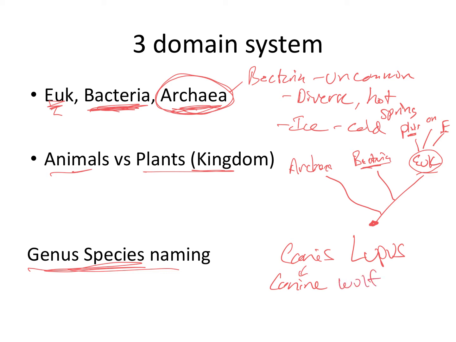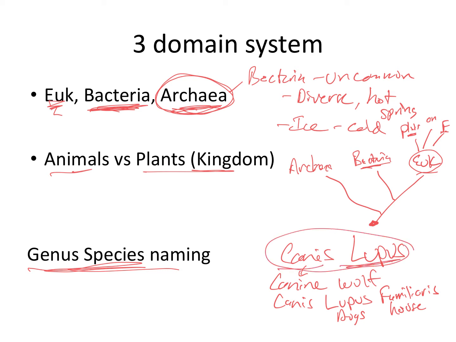So versus another type would be Canis lupus familiaris. And familiaris means that we're familiar. So this is like our house dogs. So we're going to focus on the genus species naming in this course. And usually it's in two words there.